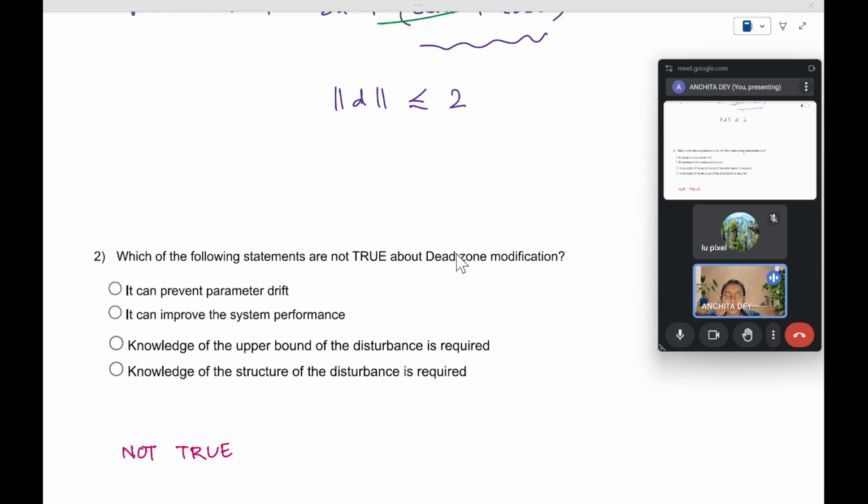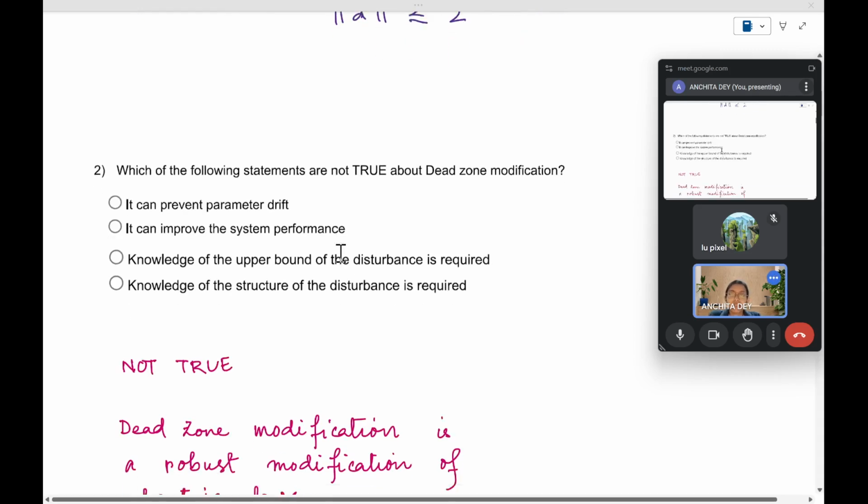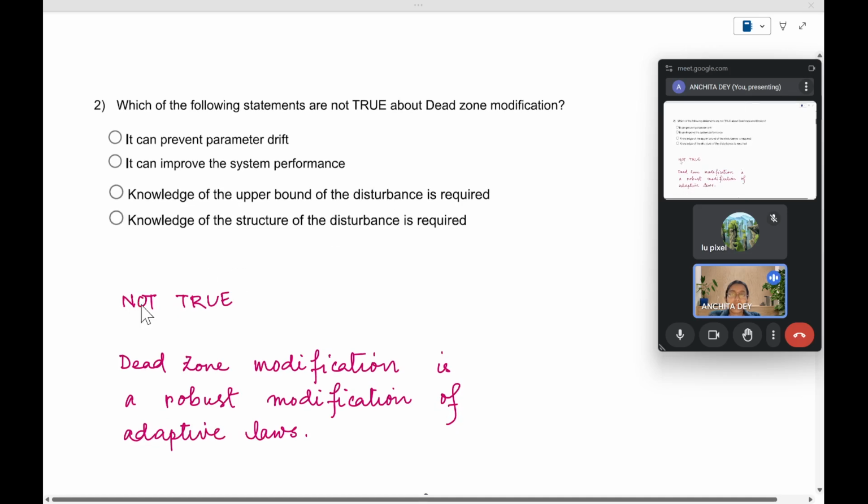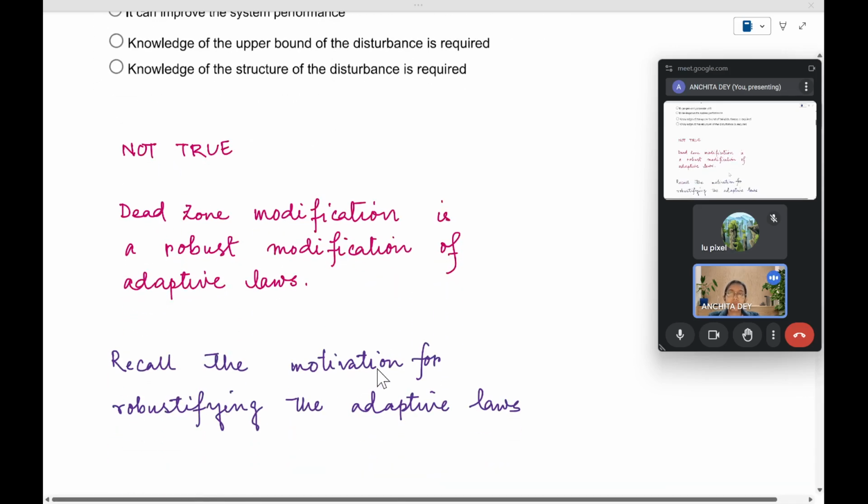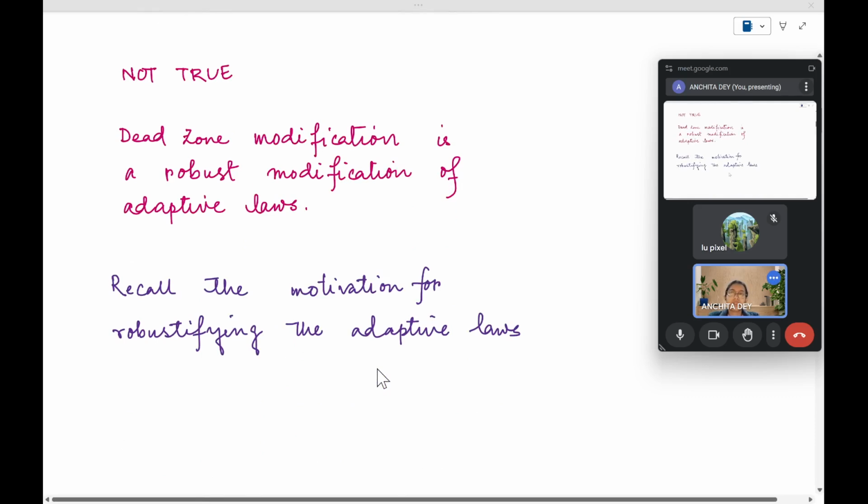So yes, we already talked about dead zone in a brief way. Which of the following statements are not true about dead zone modification? So the first point that has to be noted is that you have to say what is not true, right? And then what is dead zone modification? It's simply a robust modification of already existing adaptive laws. For example, if you have an MRAC designed, you can modify it using a dead zone modification, right?